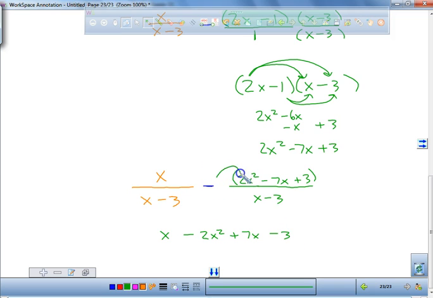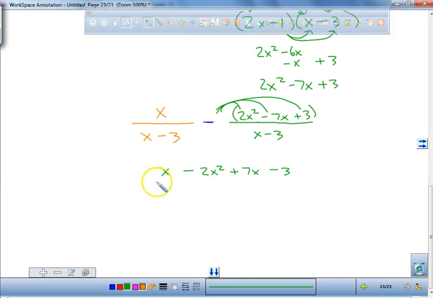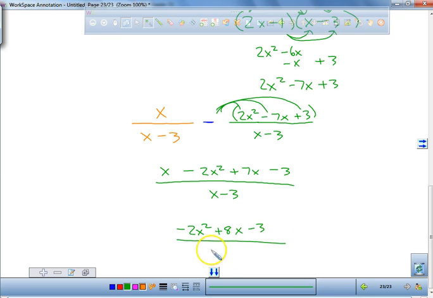If I take this negative and distribute it, I have to take away all of those. All right? So right now, all of this is over what? It's over x minus 3. So what do we have? We have a negative 2x squared. We have x plus 7x. What does that give us? We've got 8x minus 3, all over x minus 3.